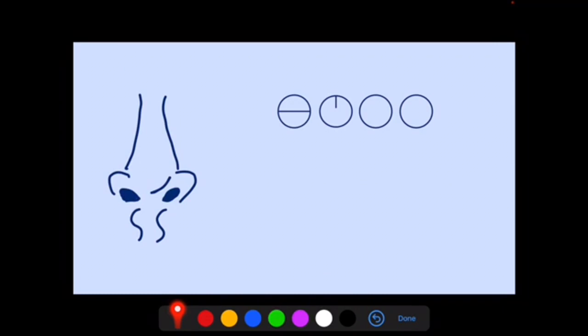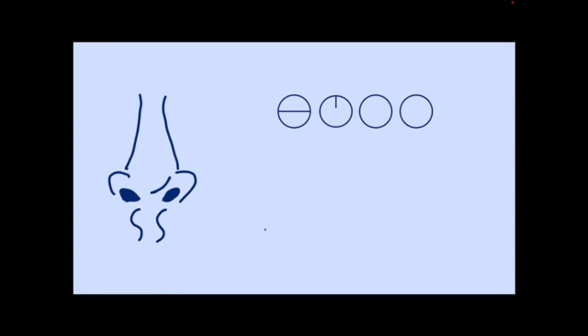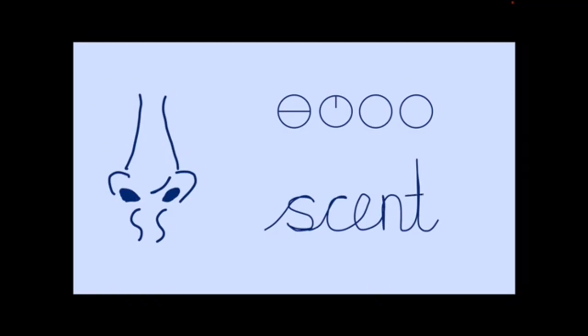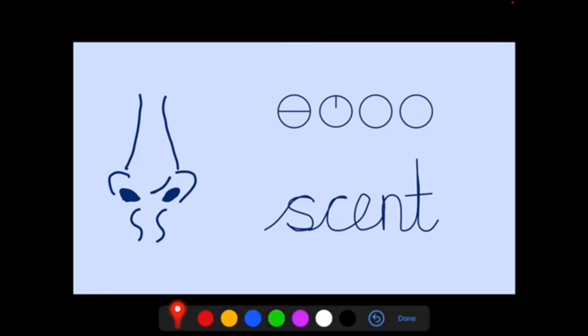And that's where the 2 nostrils we think about. Scent, yep, I need both of them. S is S, C. E is E, N is N, and T is T. There. We have a way of remembering that.